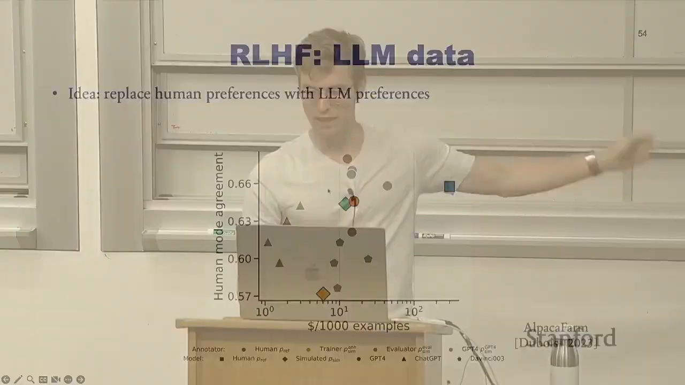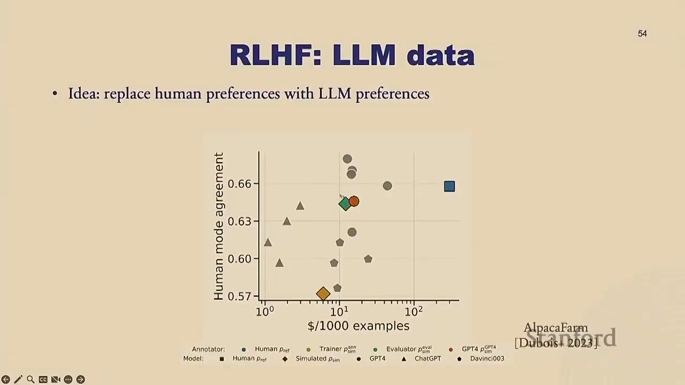And here I just showed many different models. Basically, you see that models are much cheaper, and they can actually get higher agreement with the mode of humans than humans themselves. The reason why is because humans have a lot of variance, models have no variance. So they might be a little bit more biased, but have less variance. So it works surprisingly well, and now it's kind of the standard in the open source community.